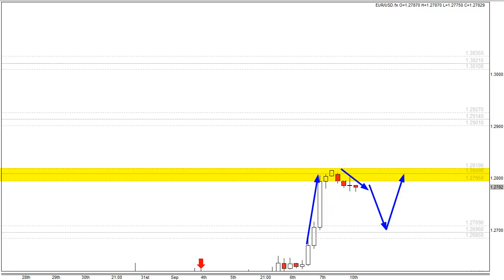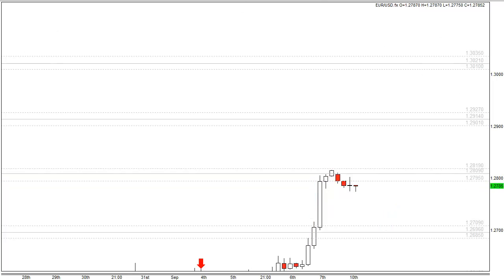Okay, let's look at the next level. The next level is up here at the 1.2900 through to the 1.2925 or so. Now this is quite a strong level. It's acted as support in the past very well. It's also acted as resistance a few times. So it does have some nice history. It's quite a strong level.